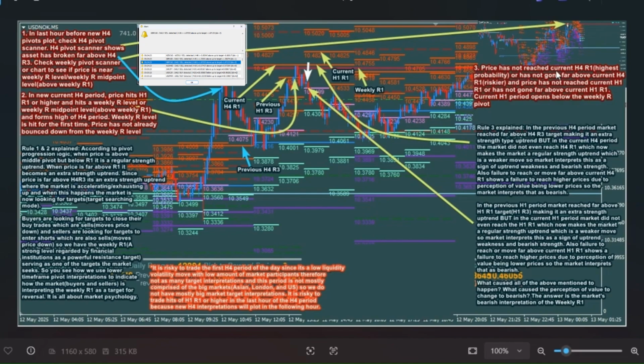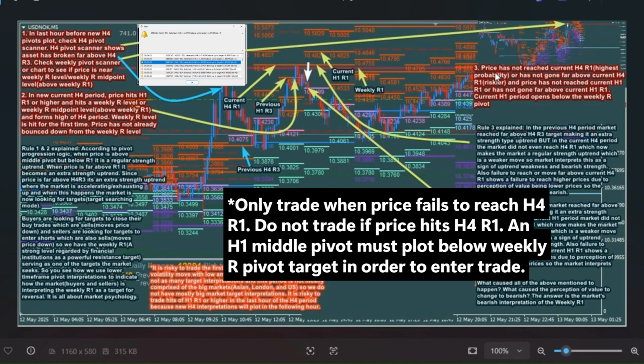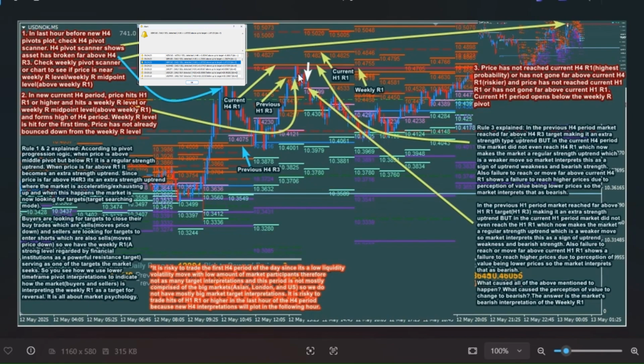Rule number 3: price has not reached the current H4R1, highest probability, or has not gone far above the current H4R1, riskier, and price has not reached the current H1R1 or has not gone far above the current H1R1. The current H1 period opens below the weekly R pivot, okay? You see in the current H4 period, price fails to reach the H4R1, okay? That is considered a sign of uptrend weakness.